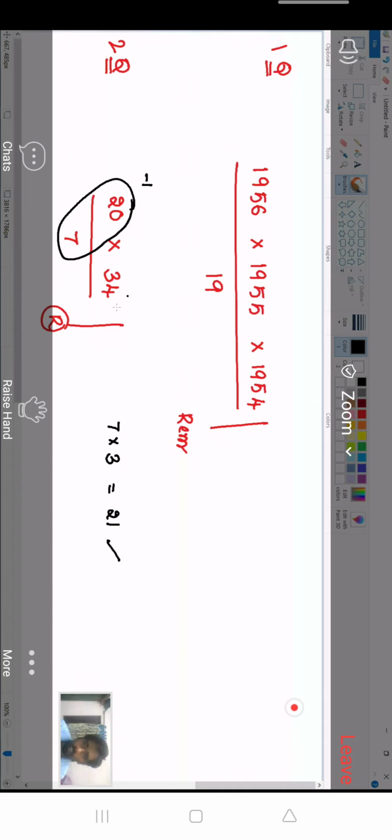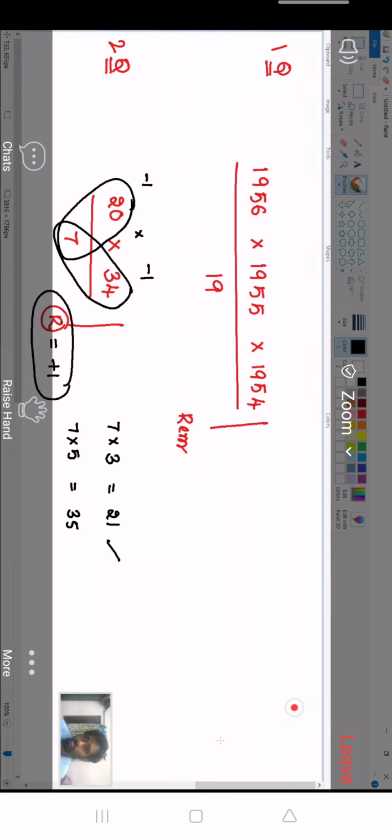So what is 34 by 7? I can say 7 5s are 35. So 34 is going to be 1 less than 35. That's the reason I am taking remainder as -1. What is -1 into -1? We can say -1 into -1 will give +1 as a remainder. Mark your answer choice as +1. If you have any remainder which is negative, then we can convert it into positive.